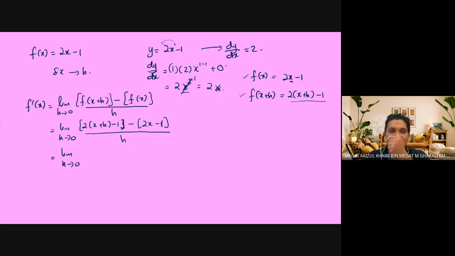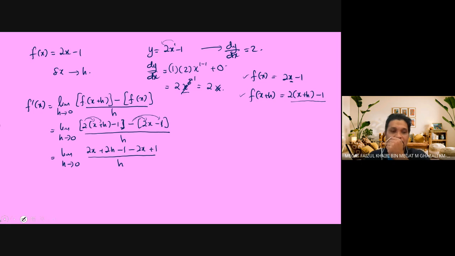We are going to expand and open up all the brackets here, and also between this negative with this function of 2x minus 1 inside. So 2 times x, 2x, 2 times h, plus 2h, and then minus 1. Okay, negative 1 times 2x, minus 2x, negative 1 times negative 1, plus 1, divided by h.